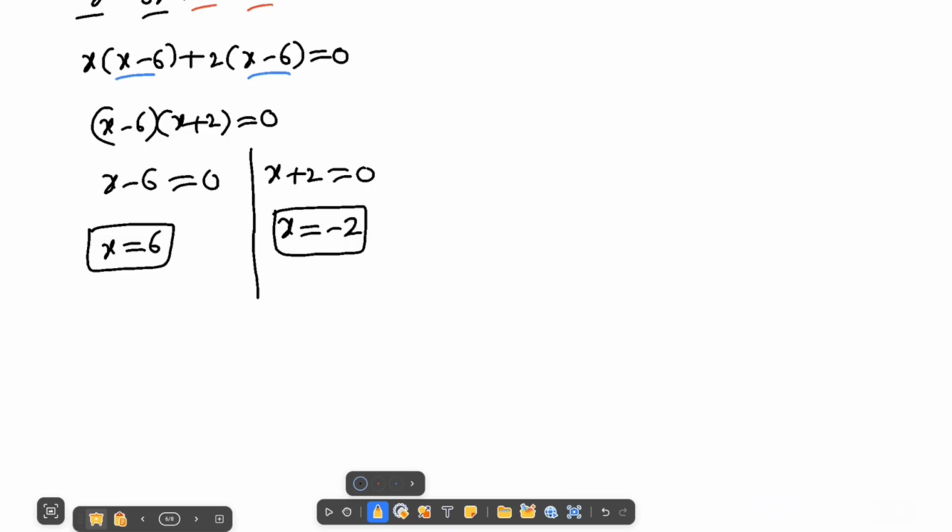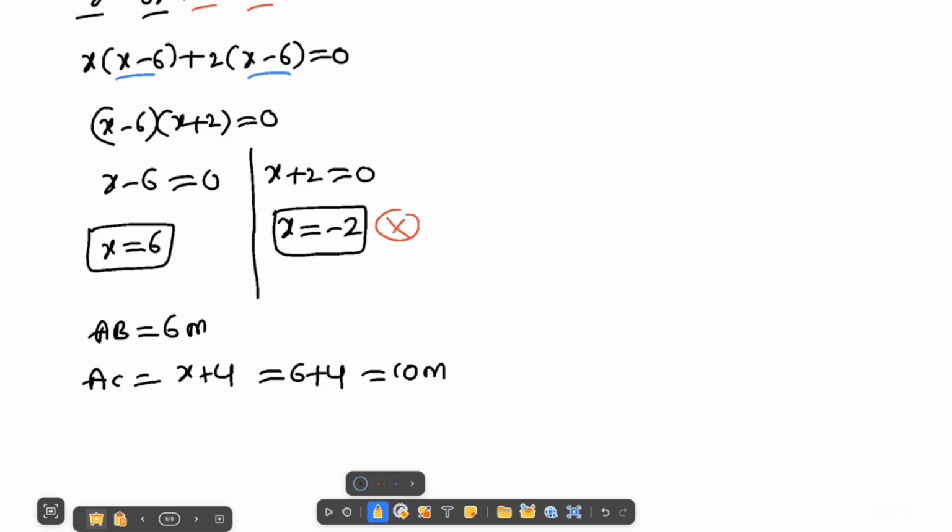So as the length can't be negative, we can't take the shortest side as minus 2. So here x is the shortest side, that is AB. So AB is 6 meters. The longest side AC, which equals x plus 4, that means 6 plus 4, 10 meters.